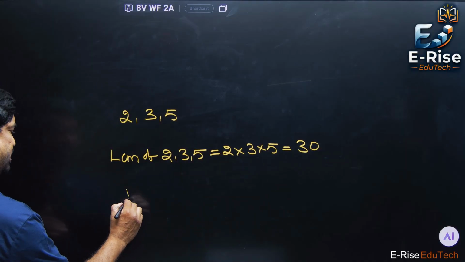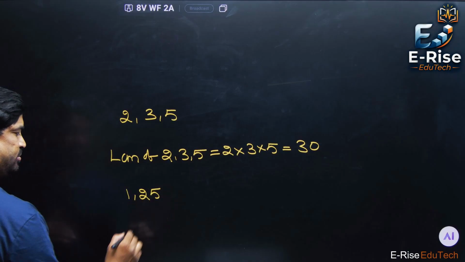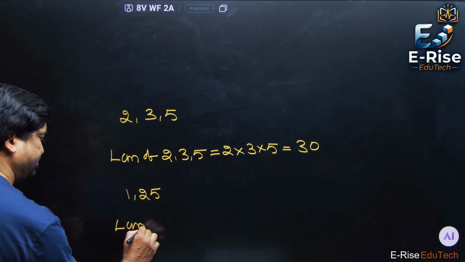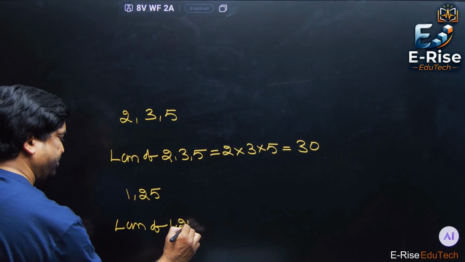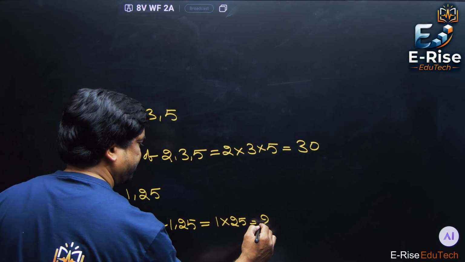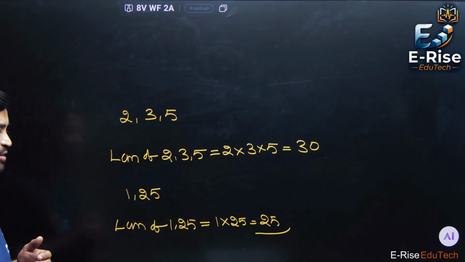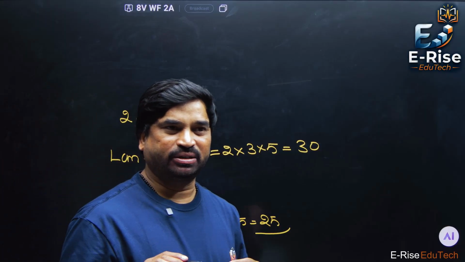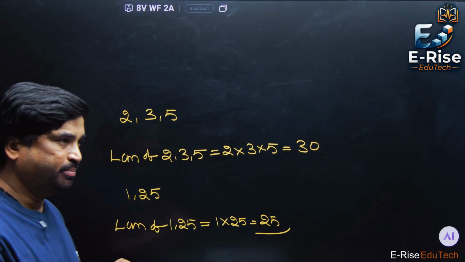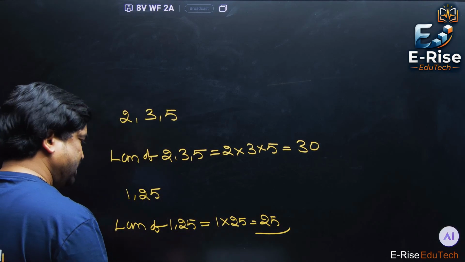Suppose 1, 25. Simply there is no common multiple. LCM of 1, 25 is 1 into 25, which is equal to 25 only. That's 25. Okay. Simple. This is the LCM. Suppose we will see another example.